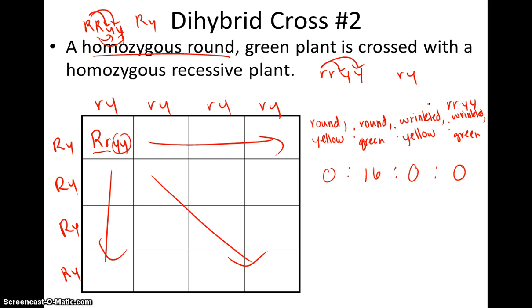In order to have wrinkled and yellow, I'd have to have little r, big Y anything. Here, my round and green, big R anything, little y, which is what I had. And then here, big R anything, big Y anything. I'm saying the anything because that could be another big R, or it could be something else. So same thing here, basically 16 out of 16, 0 out of 16, that's how you would do the fractions.